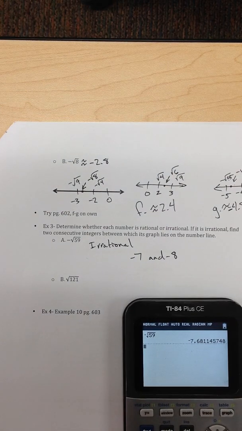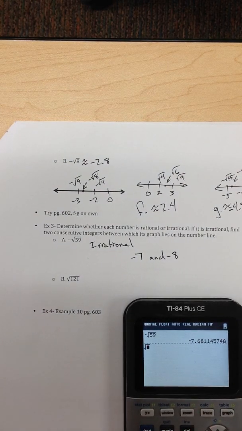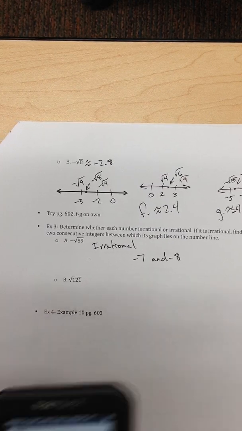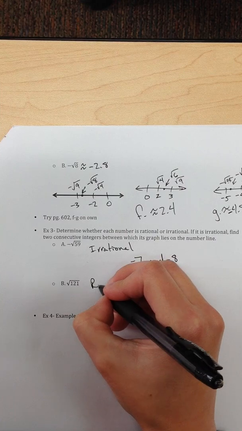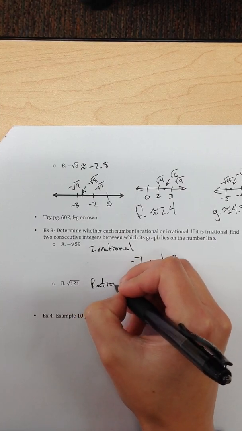And then the next one there, square root of 121, well, that one actually comes out nice to be 11, so if it does come out nice, then you just write rational.